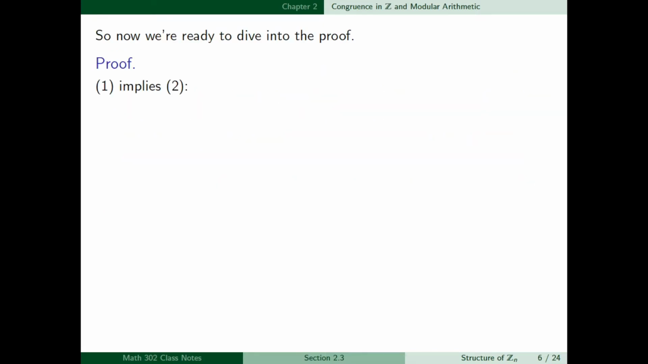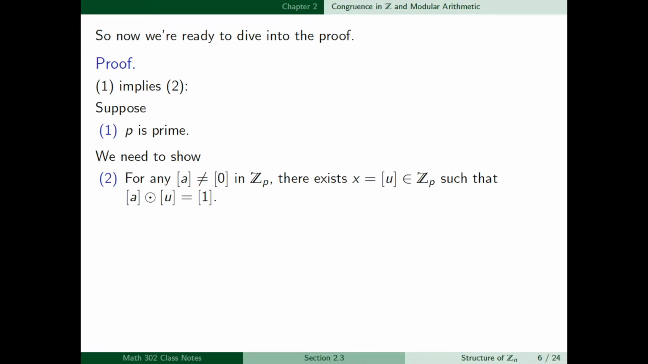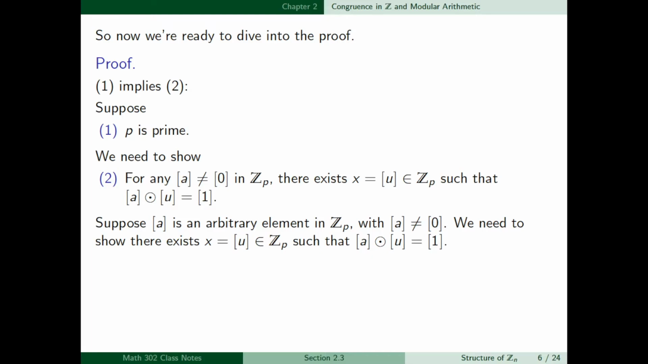We'll start with 1 implies 2. So we'll suppose 1, namely that p is prime, and we need to show condition 2. For any a not equal to 0 in Z sub p, there exists an element x = u in Z sub p such that a times u is equal to 1. So let's suppose that a is an arbitrary element in Z sub p with a not equal to 0. We need to show that there exists an element x = u in Z sub p such that a times u is equal to 1. We'll use the first approach described above.